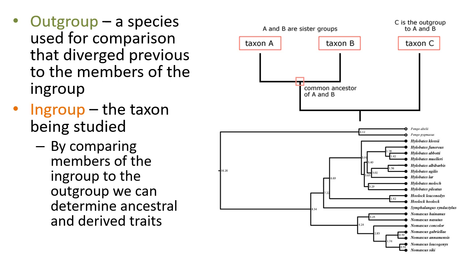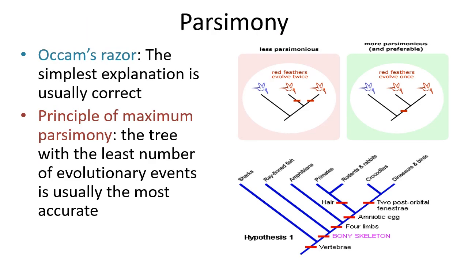So this bottom phylogeny, if we were interested in the relationship between Hylobates and Symphylonegus and Numascus genuses, we would use the top one, Pongo, as an outgroup, and then be able to make inferences based on those. There are different ways that we can make phylogenies, lots of different ways, depending on how many individuals we have and where we put the branch and things.